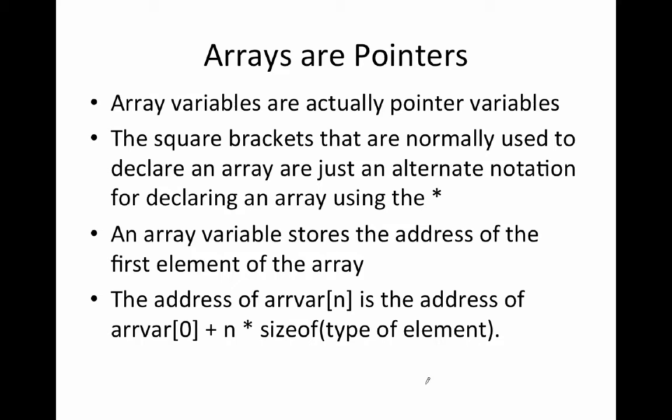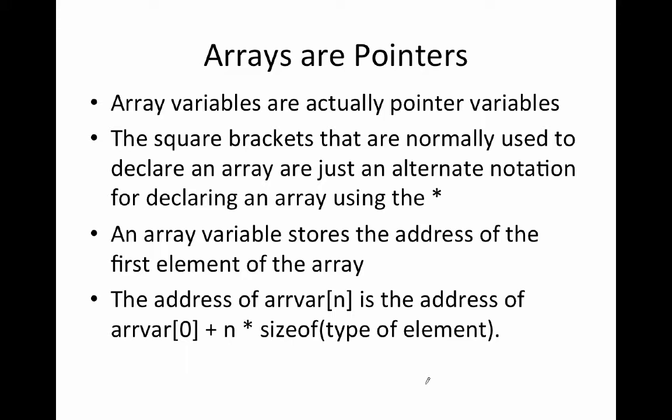Array variables in C are actually pointer variables. The square brackets that are normally used to declare an array are just an alternate notation for declaring an array using the asterisk like you would for a pointer. An array variable actually stores the address of the first element of the array. So it stores the address of the beginning of the array.